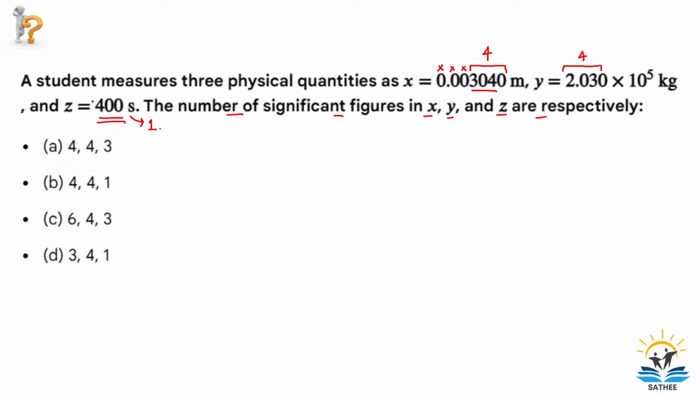It is not represented in the form of scientific notation. If it is represented in this form, then it is having three significant figures. But it is represented as 400. So trailing zeros, if the number is non-decimal, these trailing zeros are non-significant figures. So it is having only one significant figure. So option B, 441, is the correct option.